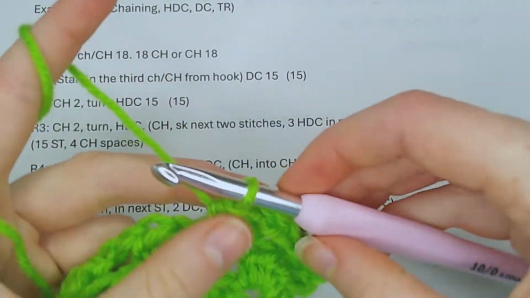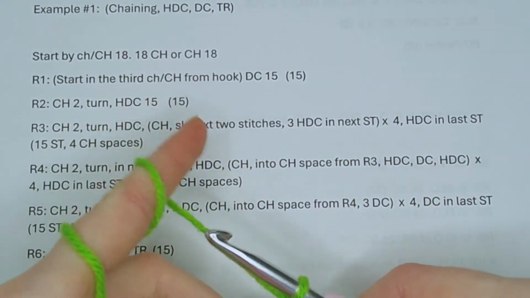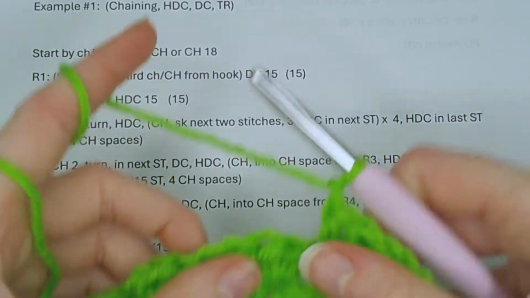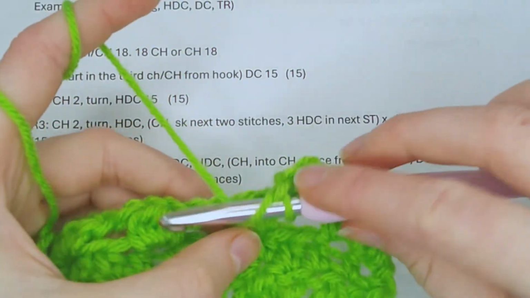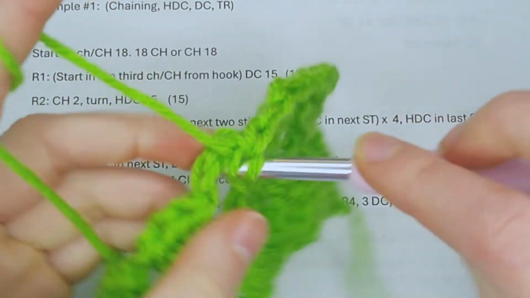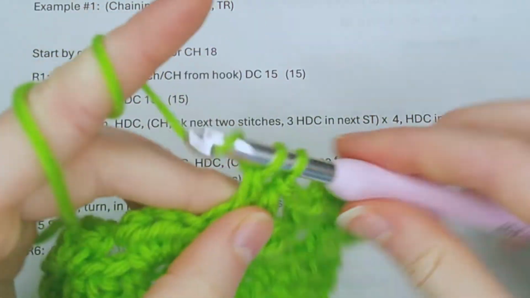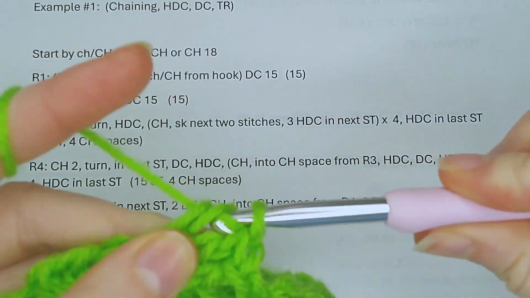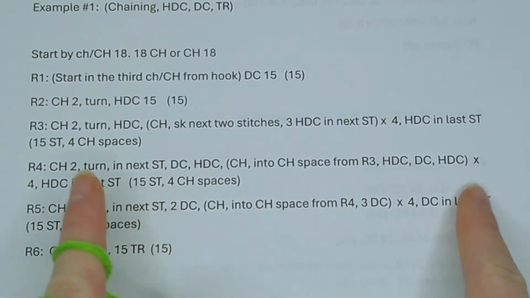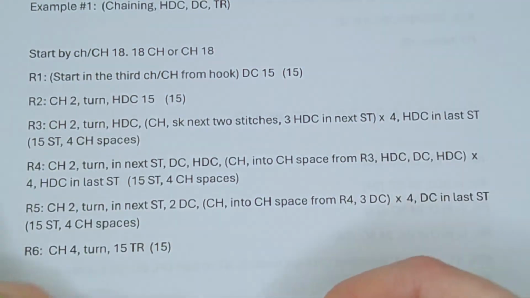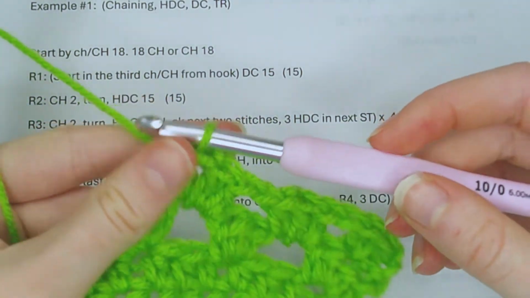So right here, chain 1, and then we're going to do into the chain space from round 3. So that's our chain space for round 3. Our next one would be right here. We're going to do our half a double crochet, double crochet, and then half a double crochet, as it says right here. And then it says to do it 2 more times. So we've done it 1 time, 2 times, and then we have to do it 3 and 4 times. So we're going to do it again.